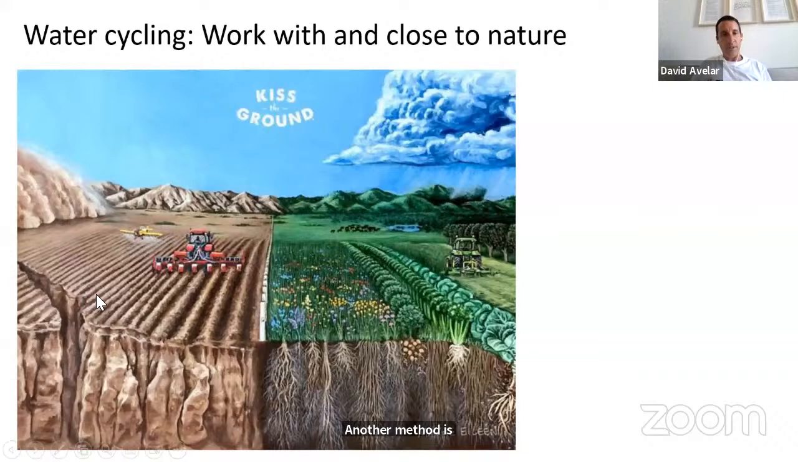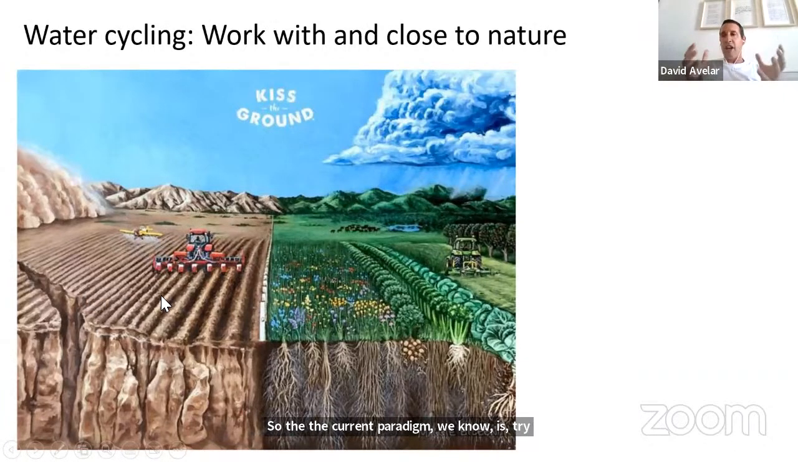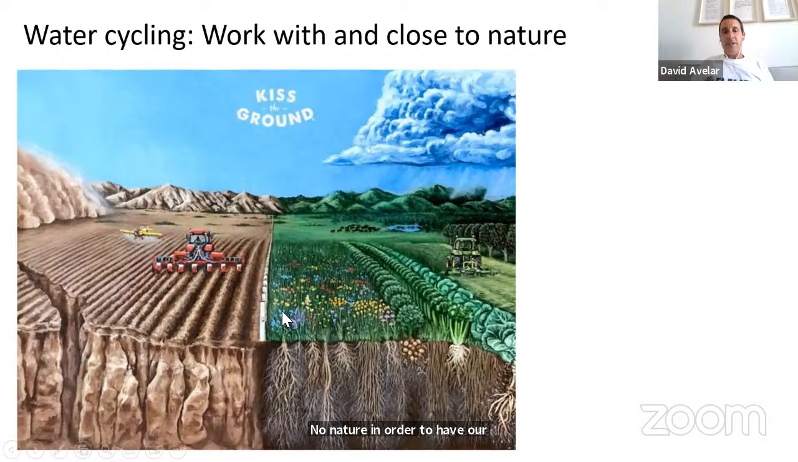And some examples. The current paradigm, we know, is to try to control everything, including nature, in order to have our supply. I think we already know that this is not that smart.